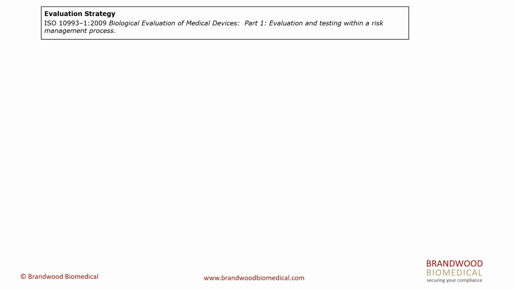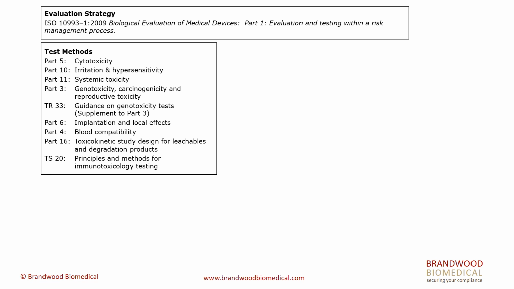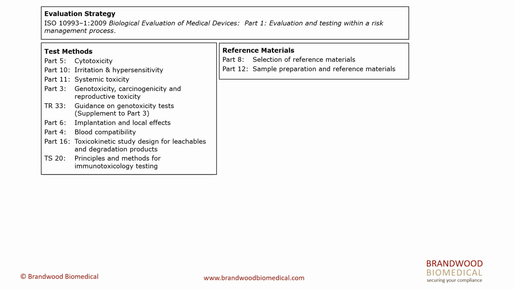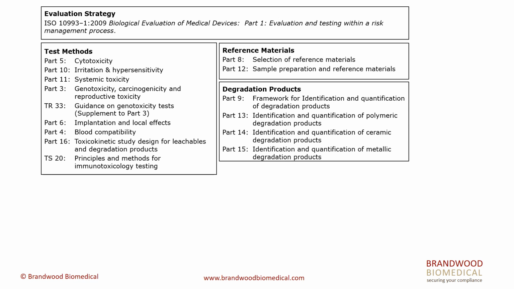We look at the set of standards that make up the ISO 10993 series. Part 1, the parent standard, of course, sets out the overall framework, and that's what I'll be talking about today: conduct of evaluation and testing within a risk management process. But supported by that, there are a whole bunch of standards which provide test methods. There are two standards, parts 8 and 12, which provide guidance on use of controls and reference materials and preparing samples for testing. There are a set of specialist standards on degradation products and how to identify and quantify degradation products, whether the material is degradable intentionally or otherwise.